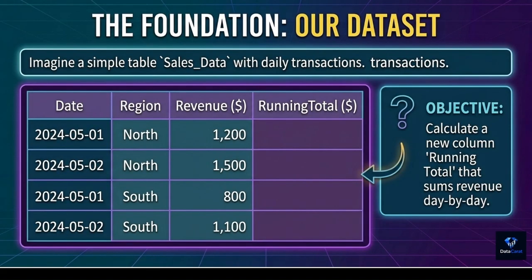Let's try to keep it simple. Look at this table on your screen. We have date, region, revenue. Notice that on day 1 we have north and south records. On day 2 we have them again. Our goal is to add a column that tracks the cumulative sum for these rows. Let's start with the classic way. Then we'll look at an advanced approach.